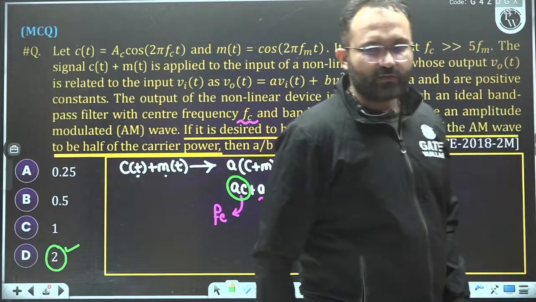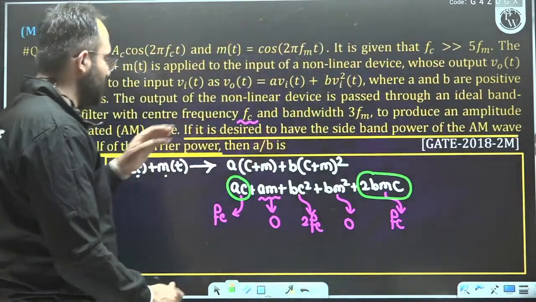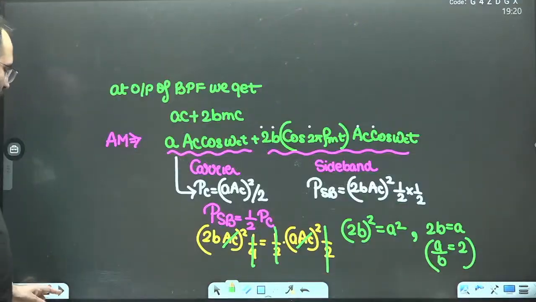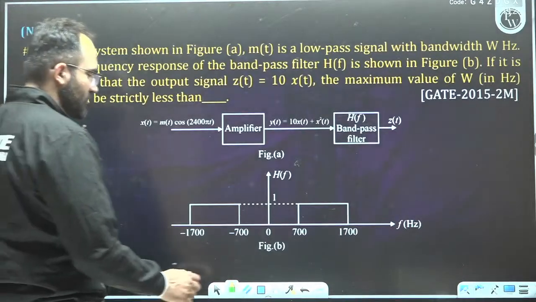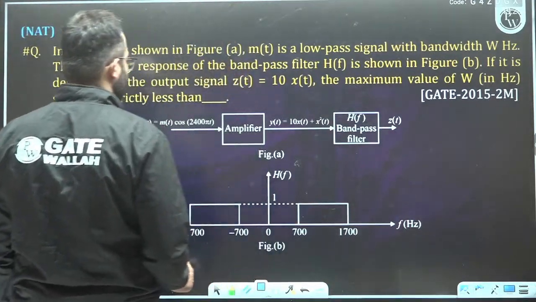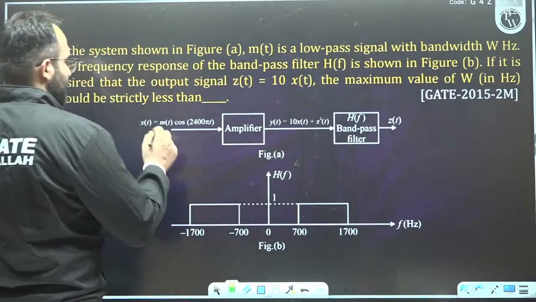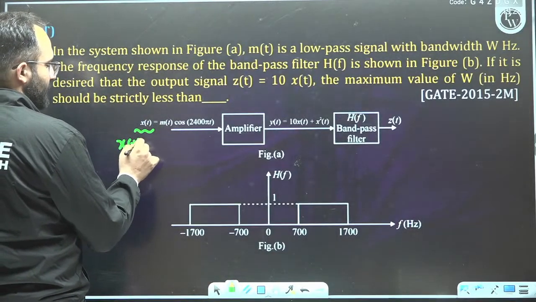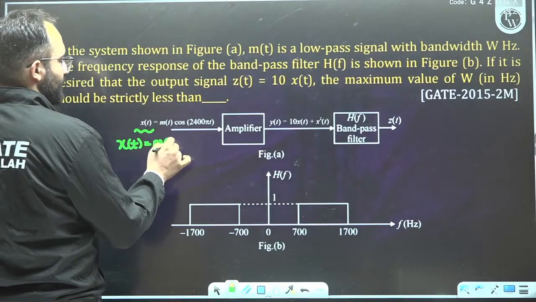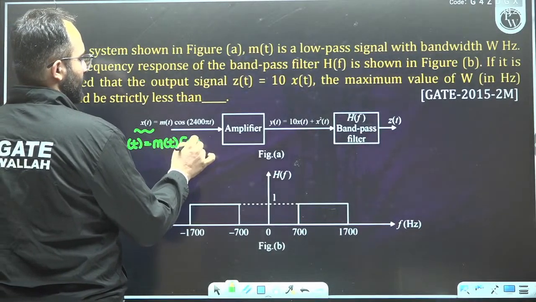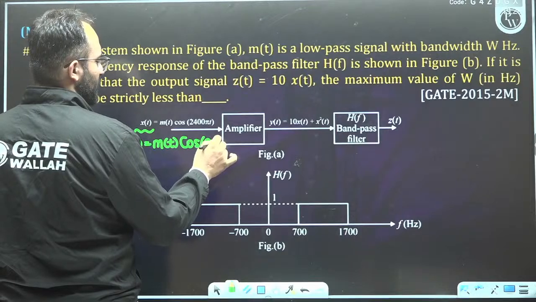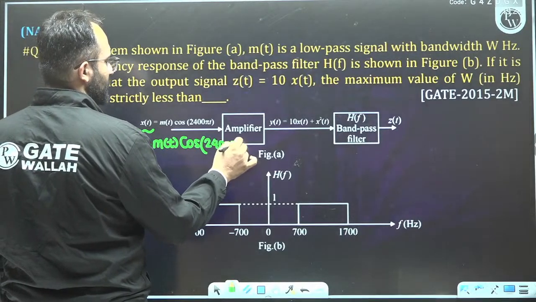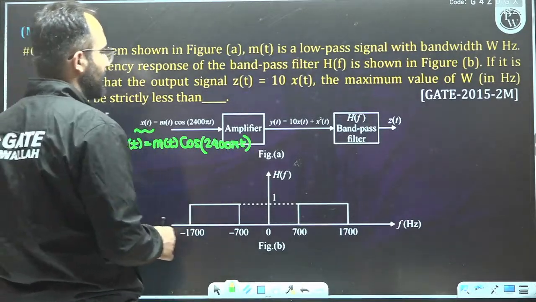Okay, so let's move on. I hope all of you are able to do this AM question. Now let's see one more question, a very beautiful question. It is given that x(t) is equal to m(t) cos of 2400 pi t. Okay, this is the x(t) input.